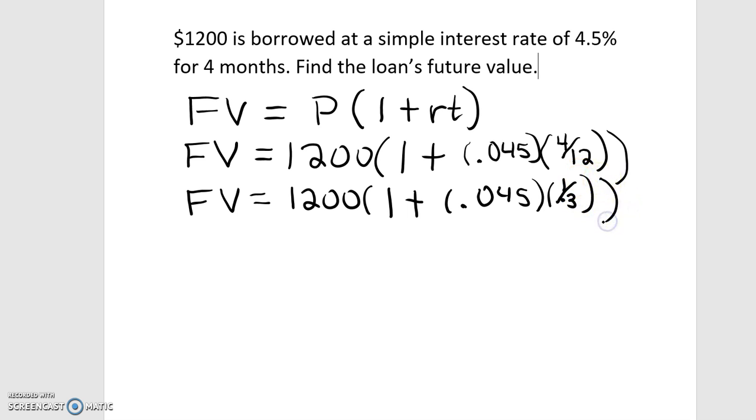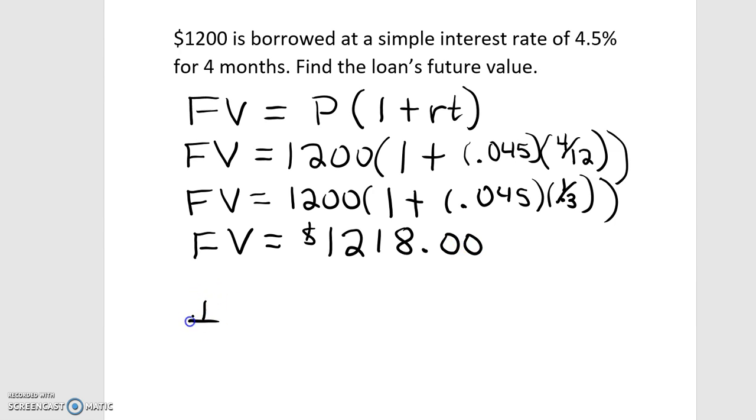Now we're ready to put this into our calculator and determine our future value. Remember that when we're putting it into our calculator, we want to make sure that we do not round until the final answer, and then we're going to round to 2 decimal places since we are working with money. So we plug that into our calculator and we get a future value of $1,218.